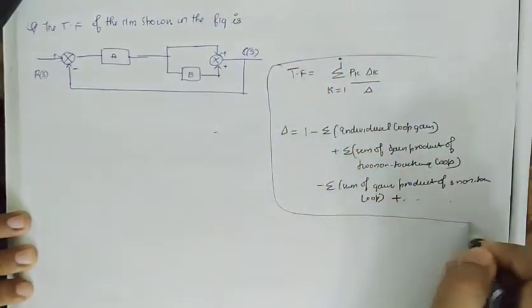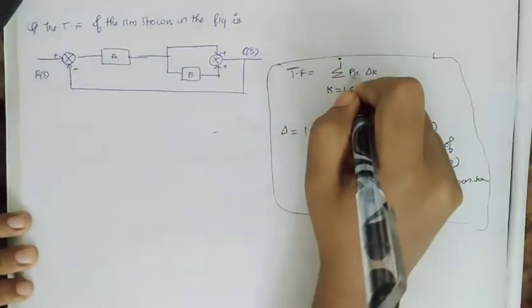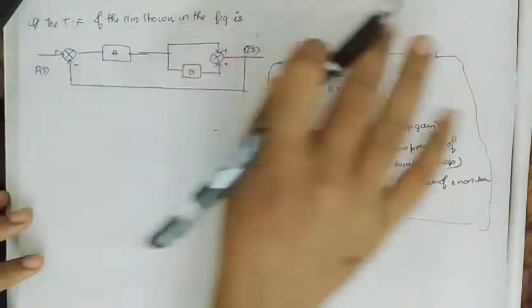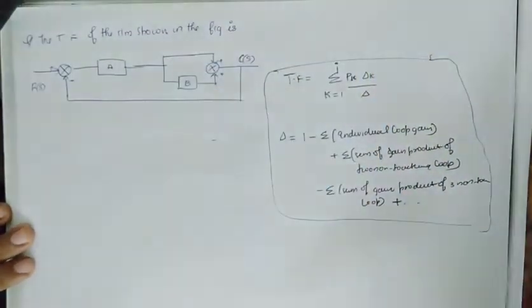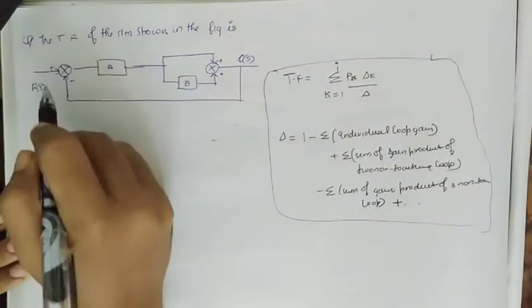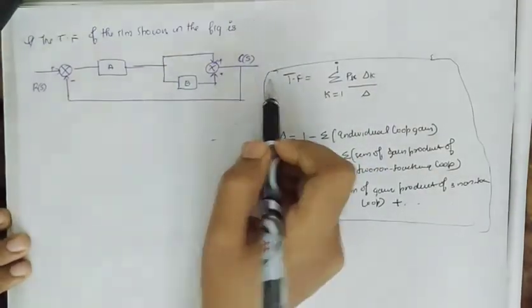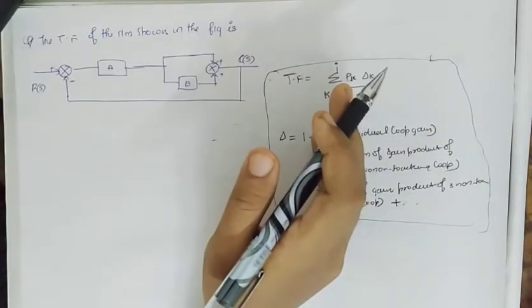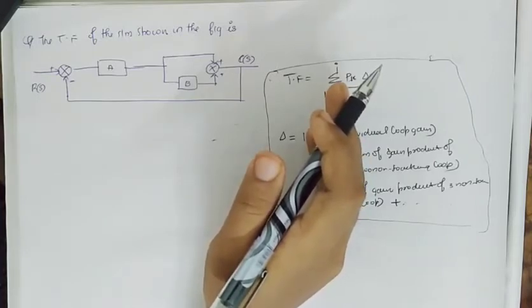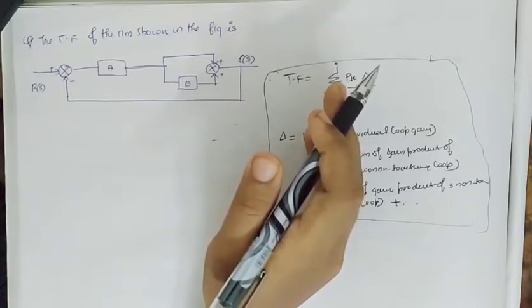So we have to remember this formula, and Pk is the forward path gain. What is a forward path? The forward path is the path from input to output. It is only going in the forward direction. Do not take anything in the backward direction, then it will become a loop. Instead we just move forward from R of S to C of S. Whatever path is linking R of S and C of S in the forward direction is a forward path.